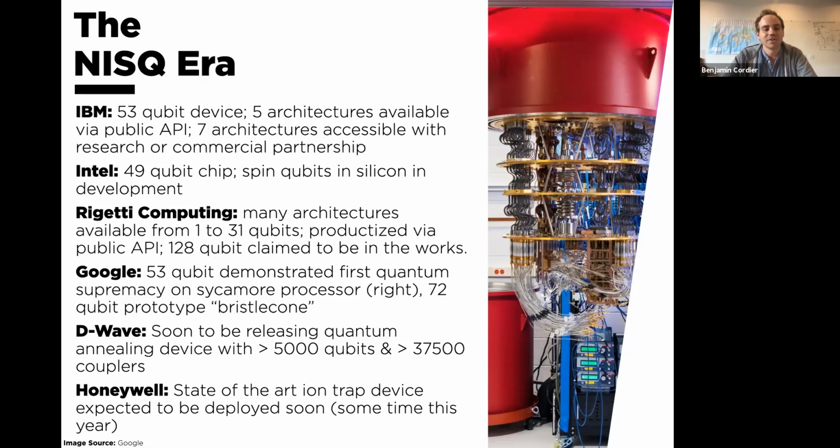D-Wave is the long-standing entrant into this field, and they actually have a quite mature quantum annealing device now. They're about to release, if they haven't already, a 5,000 qubit quantum annealer with over 37,000 couplers, which are the connections between those qubits. And as Mark said a couple of weeks ago, Honeywell soon will also be deploying a state-of-the-art ion trap device, and they claim to have a pathway towards scaling this, which is very exciting.